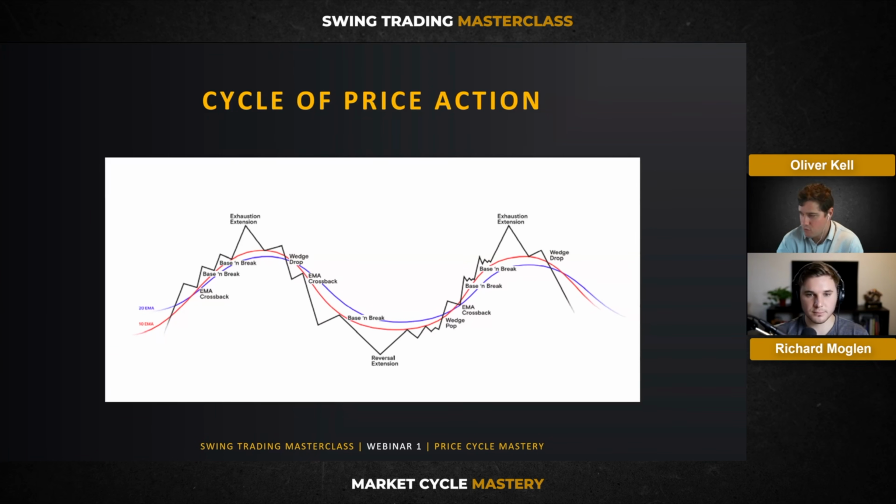So basically after the wedge drop, you'll rally back up into the moving averages, and if price finds resistance there and heads back down, that's your EMA crossback. Then you'll have a Basin break. It's typically not like a 1 to 3, 4 week type thing like on the upside. It might only be a couple days. And again, this is in a bull market.